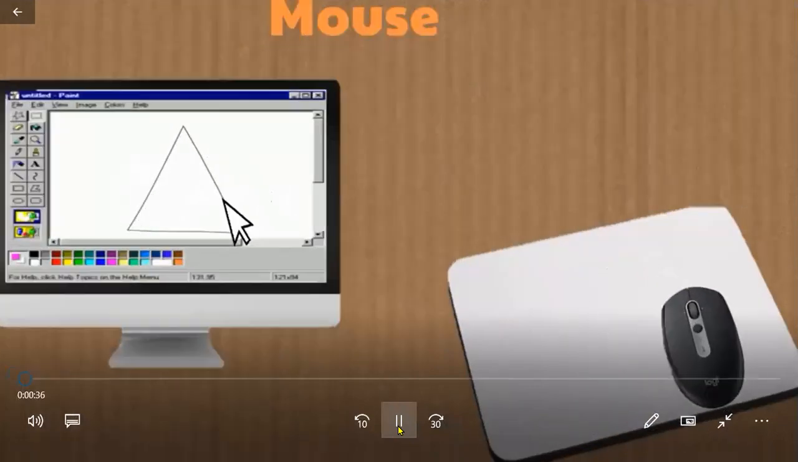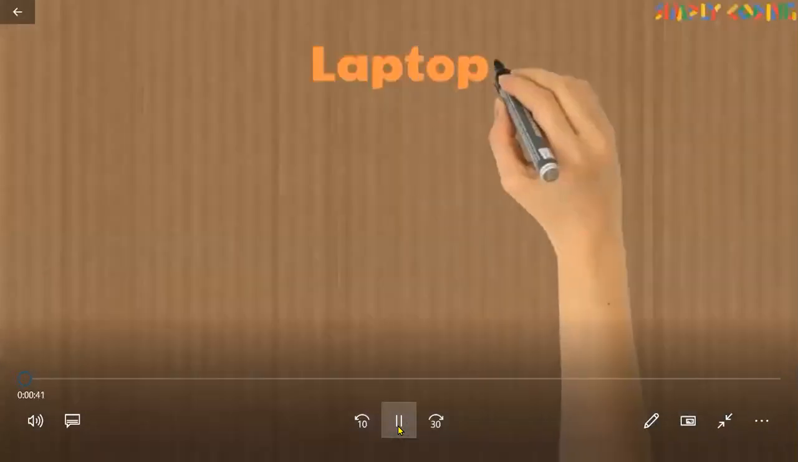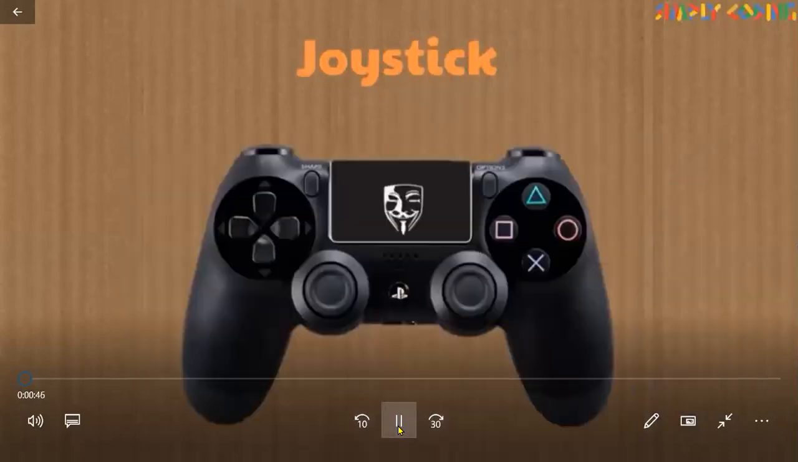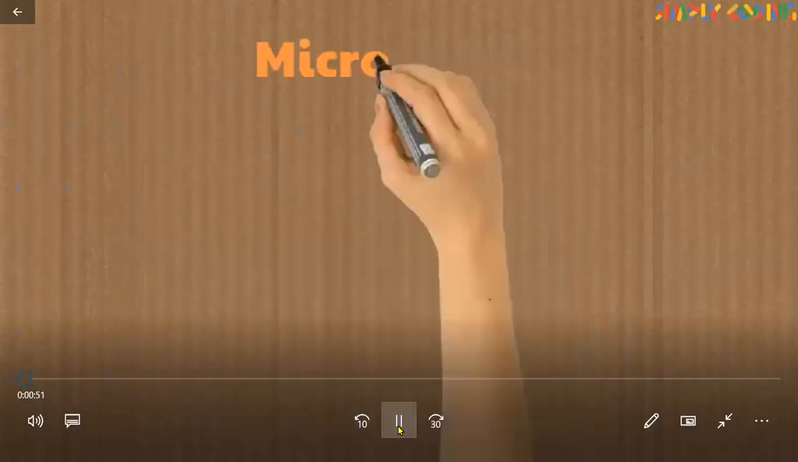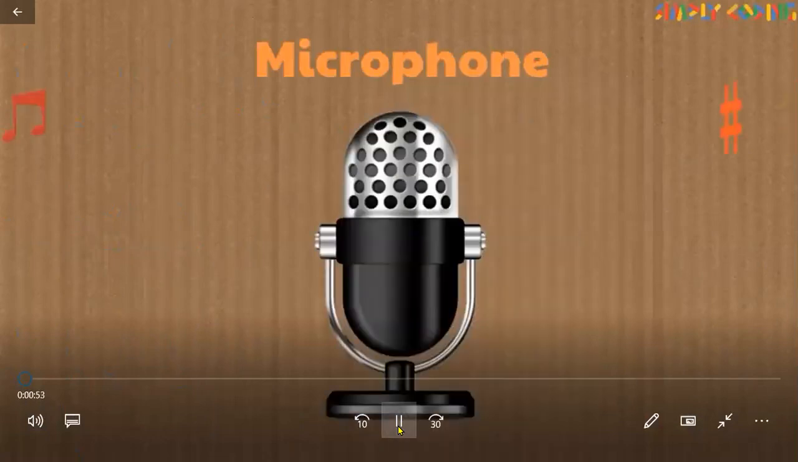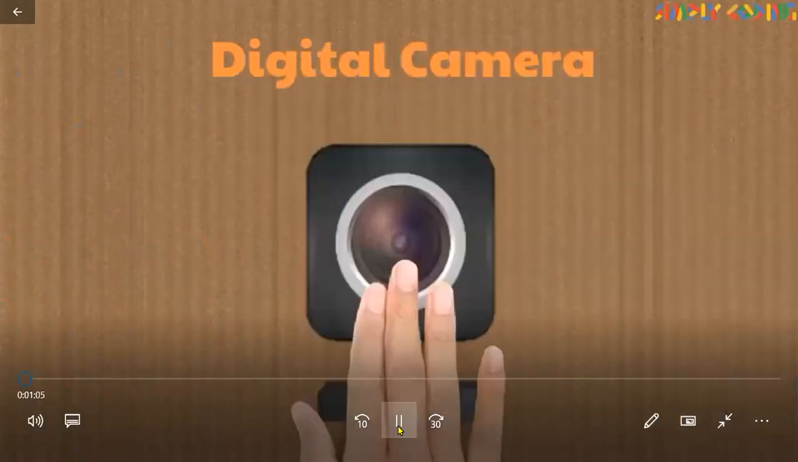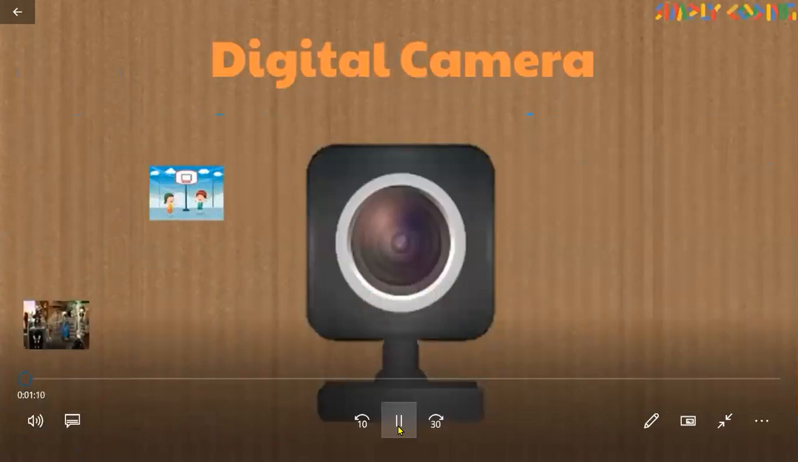It has 2 or 3 buttons to draw or play games on the computer. For a laptop, a touchpad is used instead of mouse. Joystick is another pointing device which is used to play games on the computer. Microphone or mic is used to record voice, music, or sound in the computer. Mic is connected to a sound card in a computer which converts our audio to digital sound. Digital camera or webcam is used to capture pictures or videos and then store them on your computer.